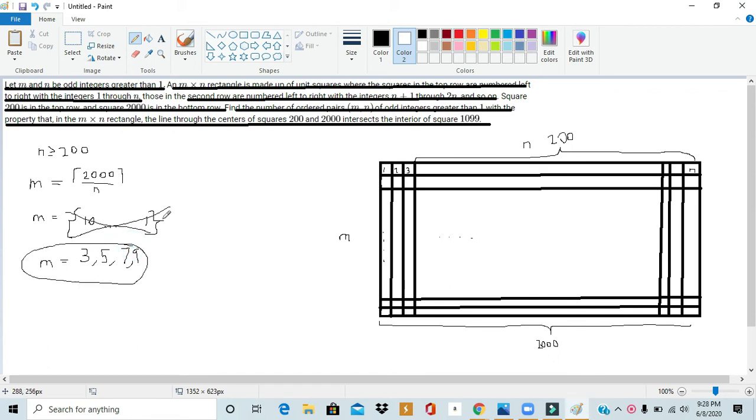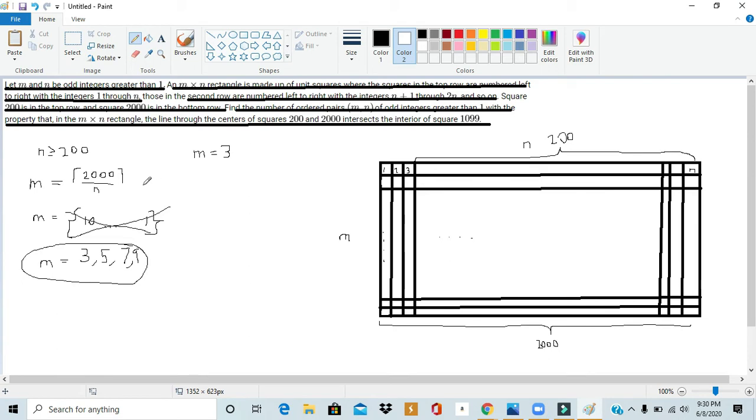Now that we have clear values for m, let's find out what some possible values of n could be. And then after we figure out all the possible values of n, we can start eliminating all the ones that don't work to find our solution to this problem. So to start, we have to start with the m equals 3 case.